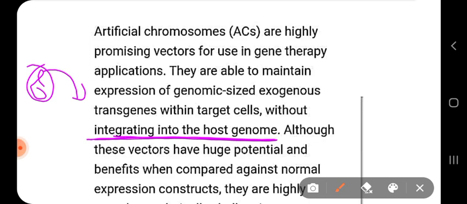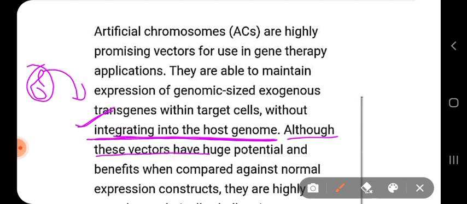So here we are not trying to modify the genome. We are not trying to insert that gene into the genome, where there would be a chance of loss of nucleotides, right? Essential nucleotides, where it will bind. But we are directly and separately expressing that mini chromosome within the target cell.